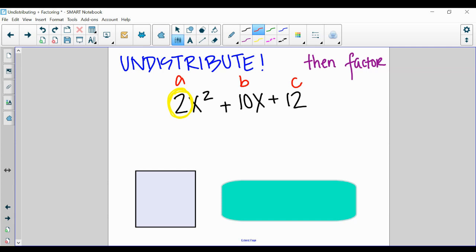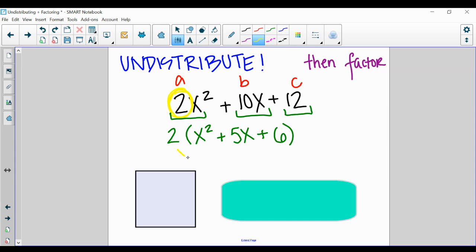So what we're going to do here is look at all of our terms, my 2x squared, my 10x, and my 12. And I want to see if there's anything that they share, meaning is there anything that I can take out? In fact, they all are multiples of 2. So I can take out a 2, which means I'm going to be left with x squared plus 5x plus 6. Okay, if I wanted to check this, I could distribute the 2 back into this trinomial, and I should get back to the trinomial up above.